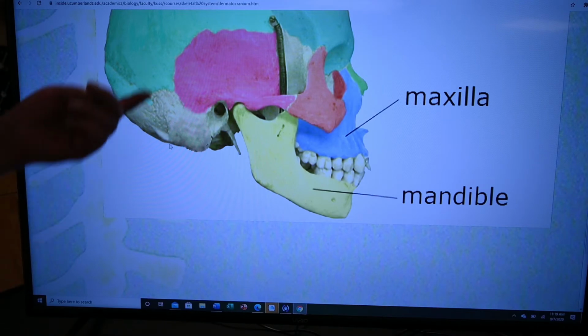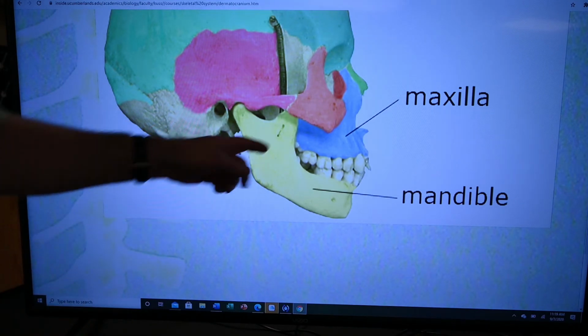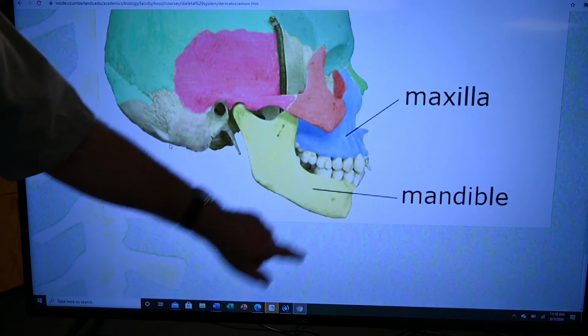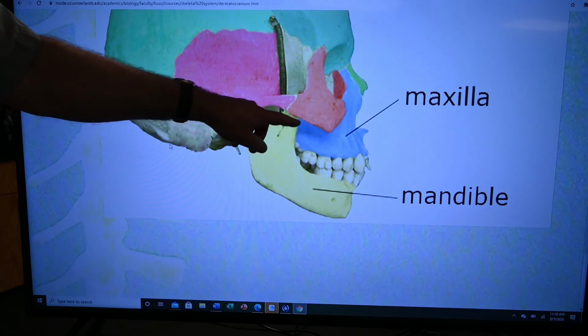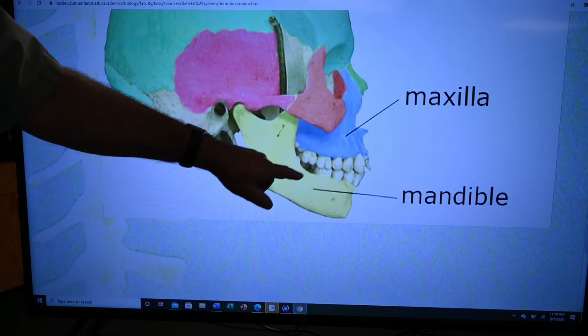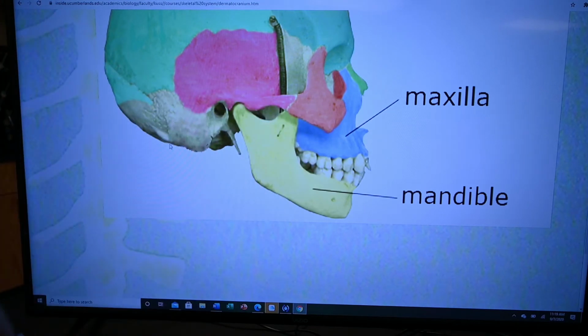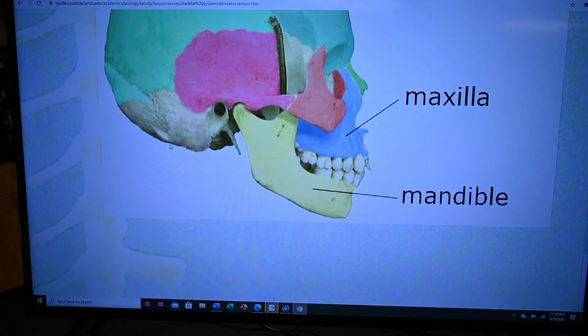Okay, the last two dermal bone groups are going to be seen in this picture. We only have one maxilla in the human and one mandible. So there's a reduction in bones in humans, so we only have one of each. So the upper jaw series is represented by the maxilla. The lower jaw group is represented by the mandible bone.